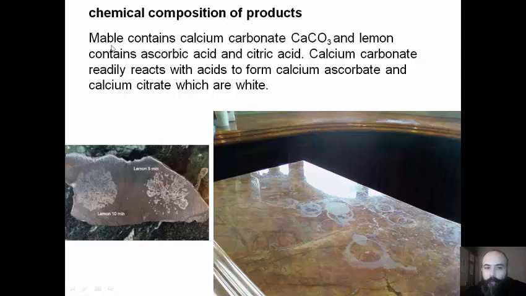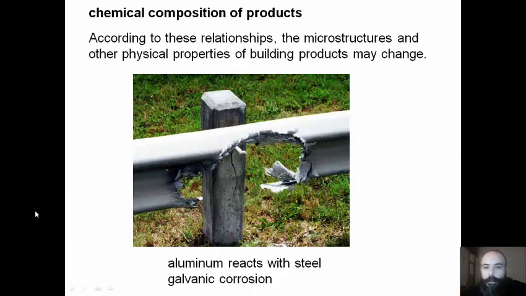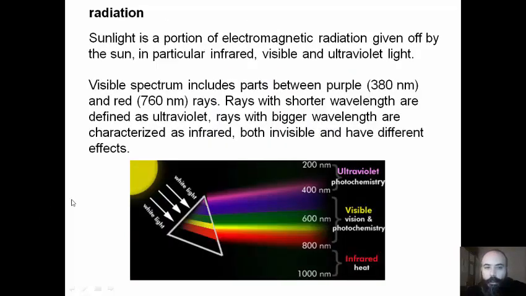For example, marble contains calcium carbonate and lemon contains ascorbic acid and citric acid. Calcium carbonate readily reacts with acids to form calcium ascorbate and calcium citrate, which are white. According to these relationships, the microstructures and other physical properties of building products may change.